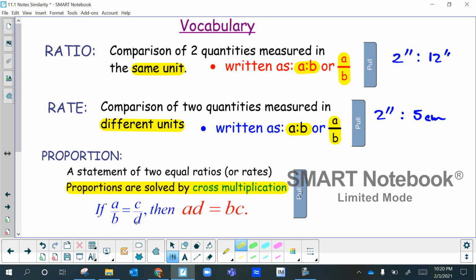So for instance, right here, if I have A is to B is equal to C is to D, so this ratio equals this ratio, you're going to cross multiply here. What's A times D? Right there. And then what is B times C? Like that. And then you want to make sure you set them equal to each other. Okay?